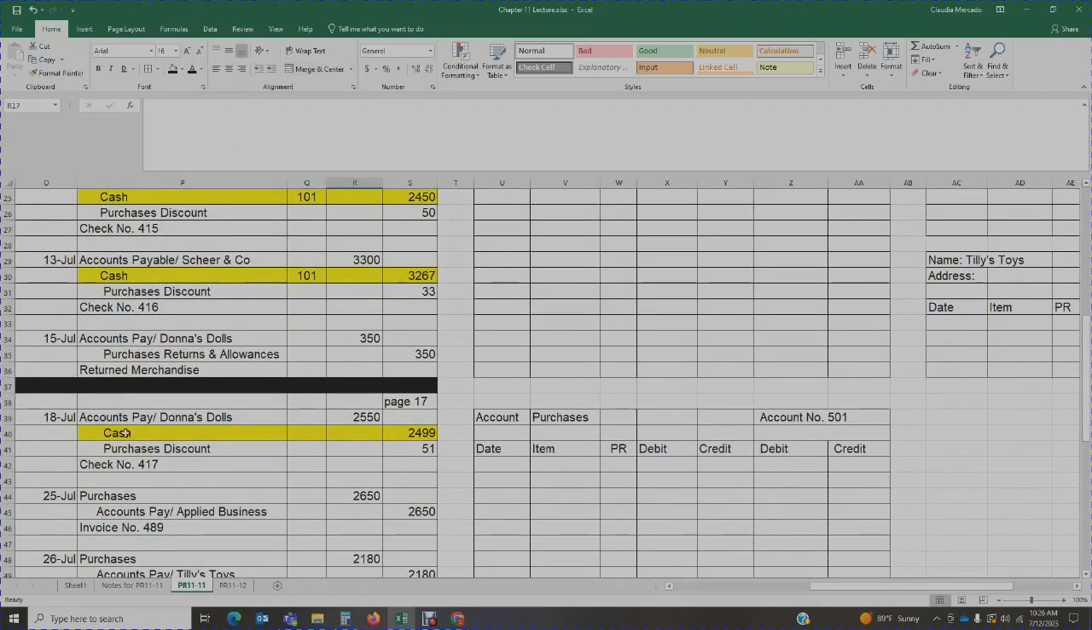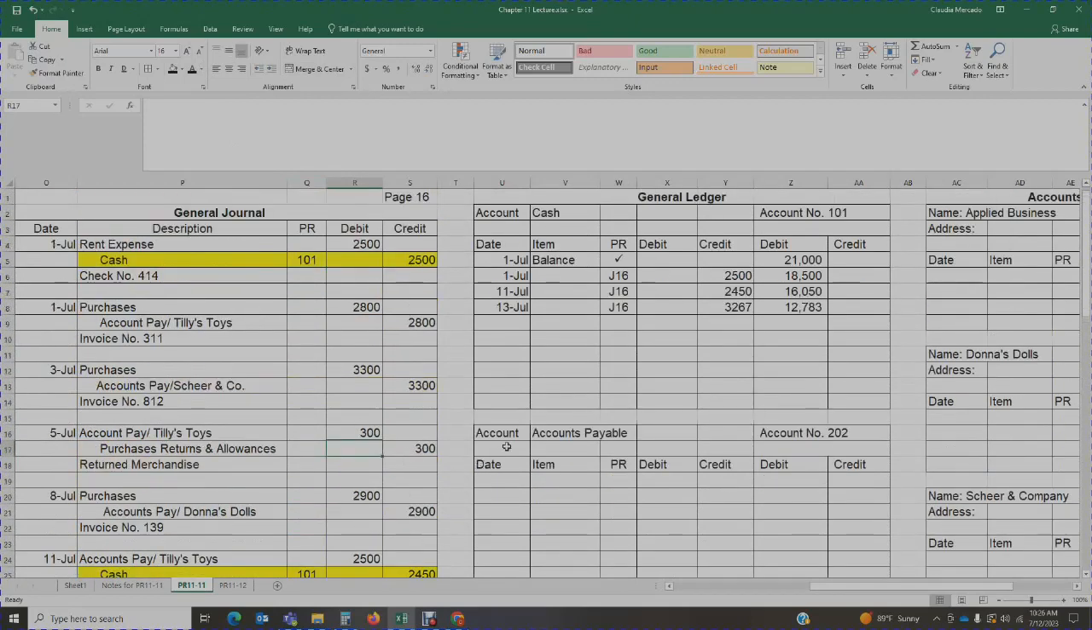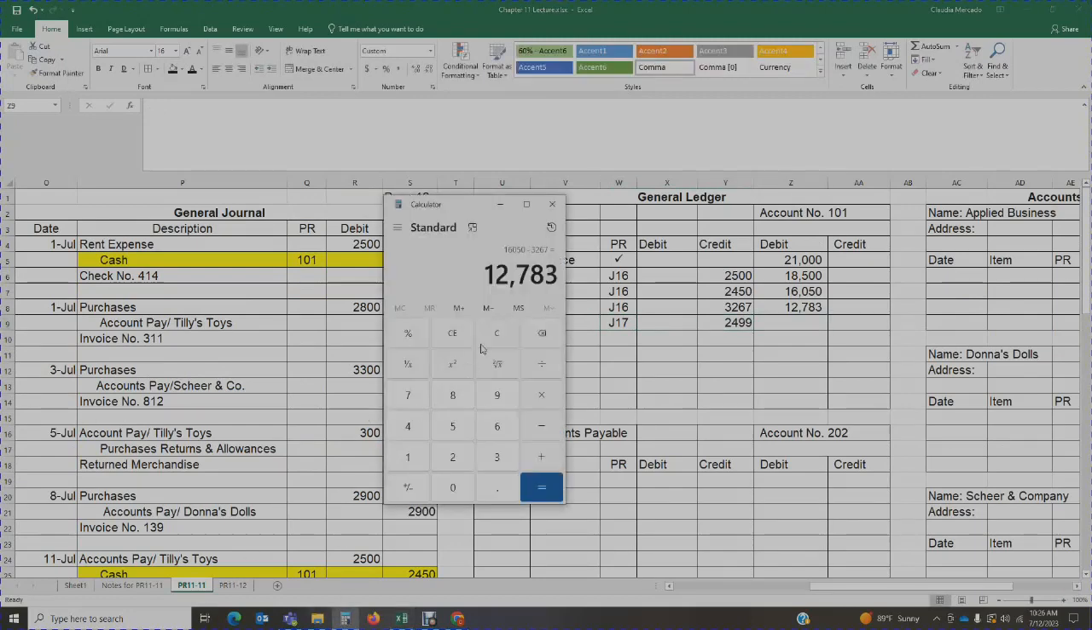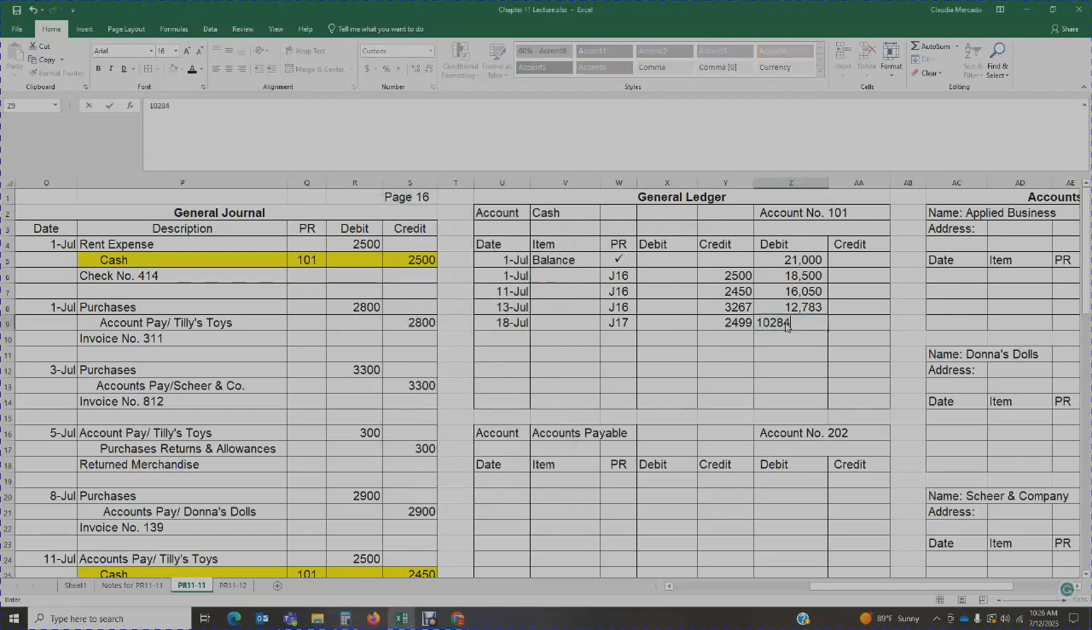Okay, and then last but not least, on the 18th, page 17, I've got an entry for $24.99. So on July the 18th, that is Journal 17, and I've got a credit of $24.99. So I've got minus $24.99. I've got 10,284. So that is my ending balance.